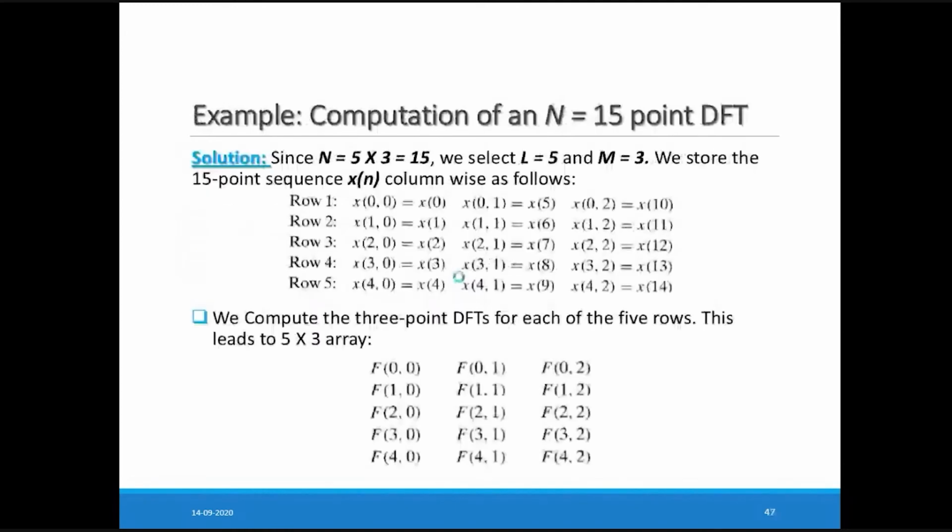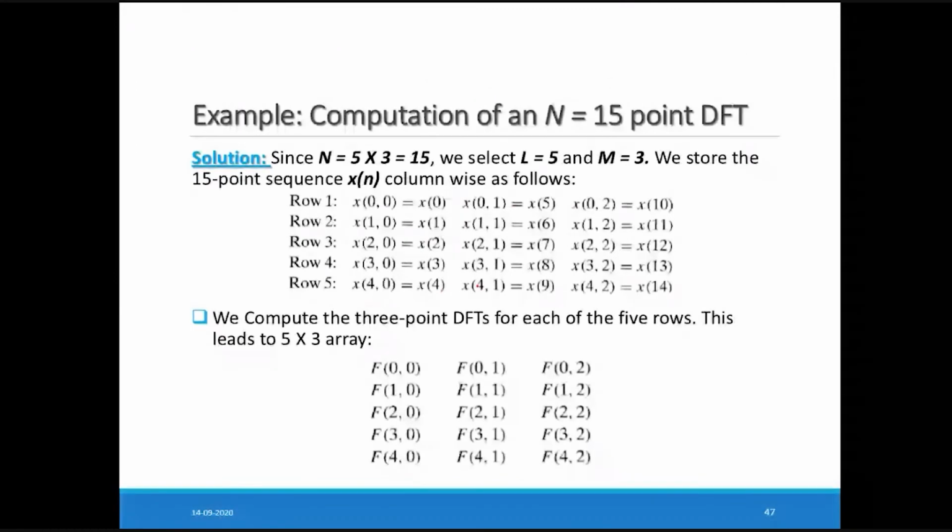Okay, so let us take one example: computation of an n is equal to 15-point DFT. Here n is represented as 5 cross 3, 5 rows and 3 columns. So we select L is equal to 5 and M is equal to 3. We store the M-point sequence x of n column-wise as follows. As we have taken L is equal to 5, there are 5 rows, row 1 to row 5, and 3 columns, column 0, column 1 and column 2.